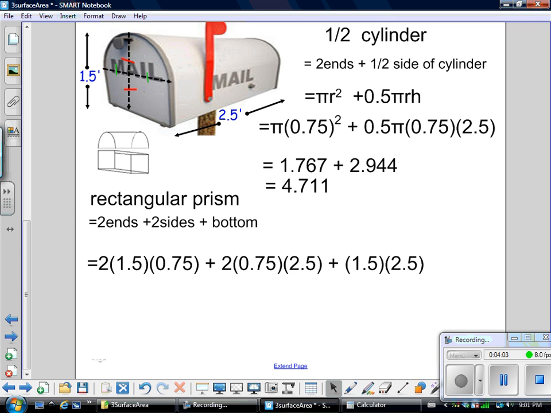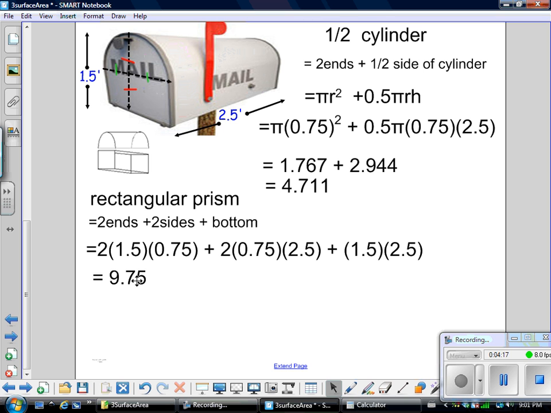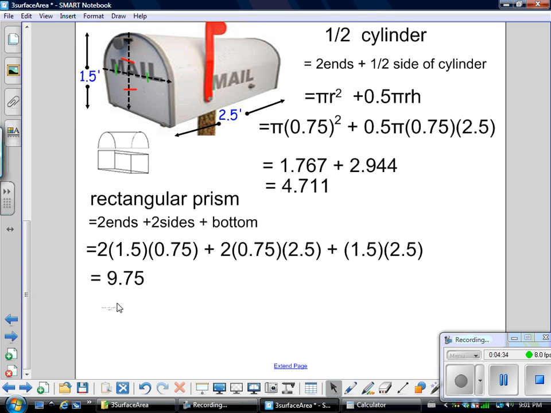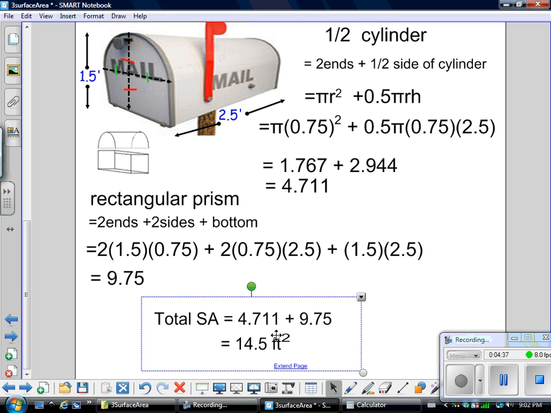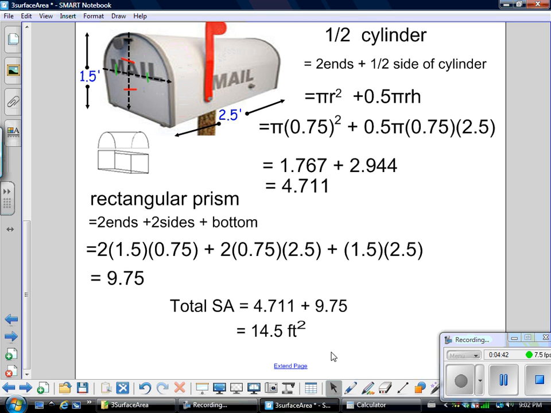You could put those formulas in if you want. The problem with that is all of them are going to be length times width, which is fine if you want to do that. It's a matter of bringing out our calculator and doing our calculations, and when I add them together, I end up with 9.75. So we're almost done this question. We found the surface area of half the cylinder and the surface area of a rectangular prism minus the top. When we add those together, what we end up having is the total surface area, the two numbers added together, and I made sure that I had units.